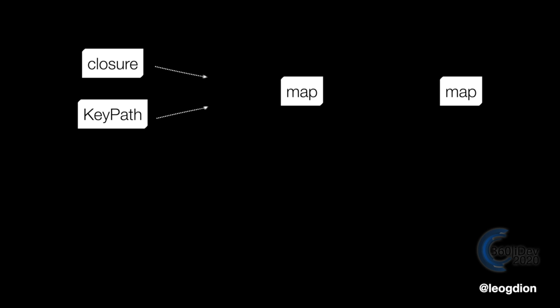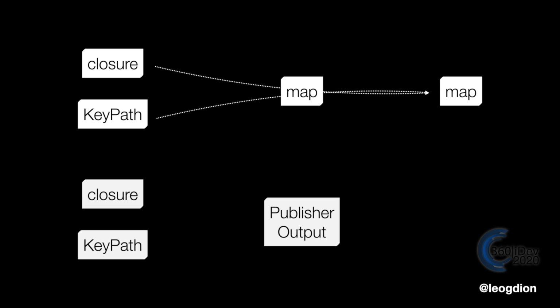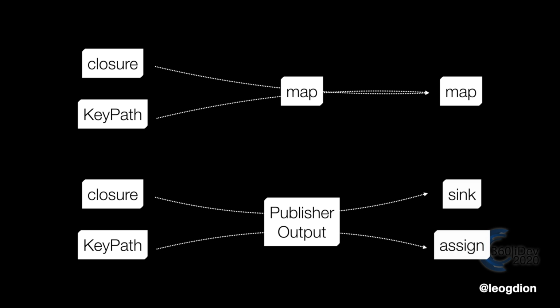Now, in our previous example with increment, we used sink to call the +1 on the value. But there are other things we can do, such as assign. So, as I said previously, map can take in a closure or a key path, and then converts the value accordingly. And in the same way, we could take that publisher output and either use a closure by using sink, or we can use assign to just simply assign that publisher output to a key path.